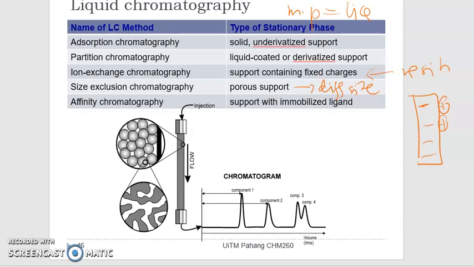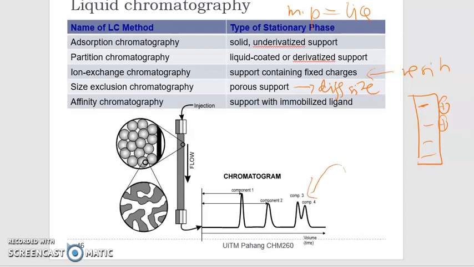And for affinity chromatography, the stationary phase is support with the immobilized ligand. So ini kita letak ni sangatlah. Okay, so this is injection here. This is flow. Okay, so there will be separation. Then you're going to get chromatograms here.